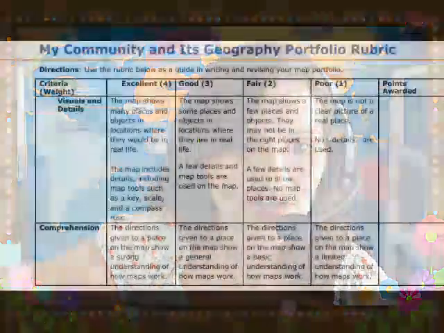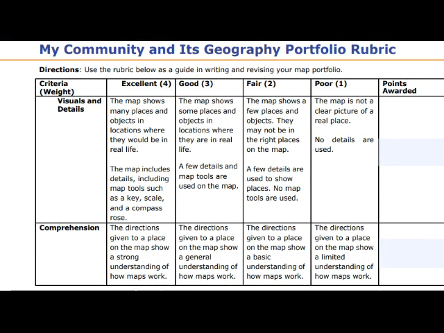Let's go back to our lesson and just double check that we've done everything that we should. There's that excellent category in the rubric again. Our map showed many places and locations and where they would be in real life. We also used a key to help anyone using our map know what each picture meant. We used a scale to help them know the distance you would be traveling in real life. And we added a compass rose to show those cardinal directions.